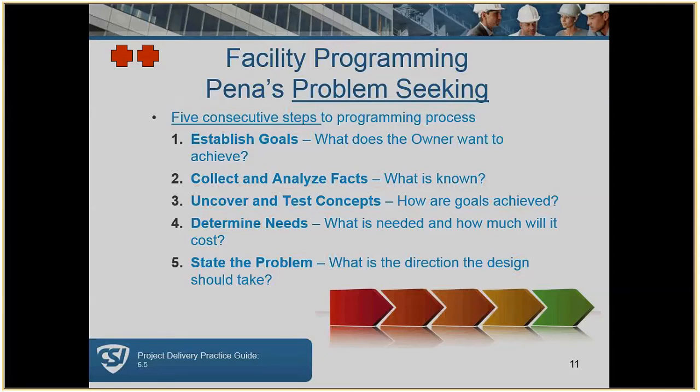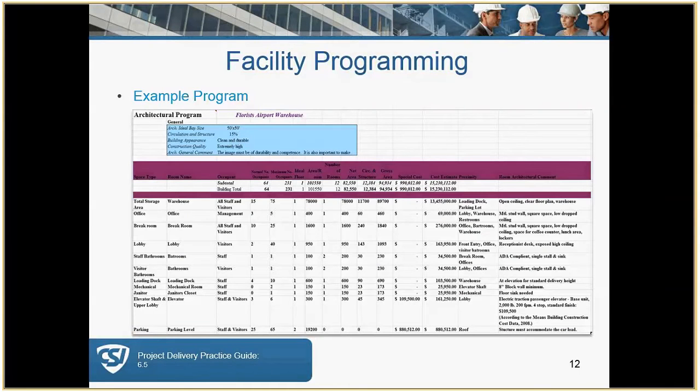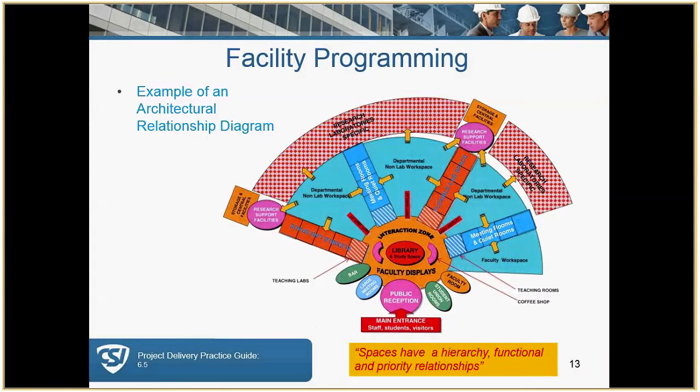So this is an example. This is one example of a facility program. I don't want to go into too much detail. There'll be another example coming up, which is similar to something that's evolved from a bubble diagram. And I think the key here, regardless of which program you look at, whether it's this one or this one, is that spaces have a hierarchy, a functional, and a priority relationship with one another.